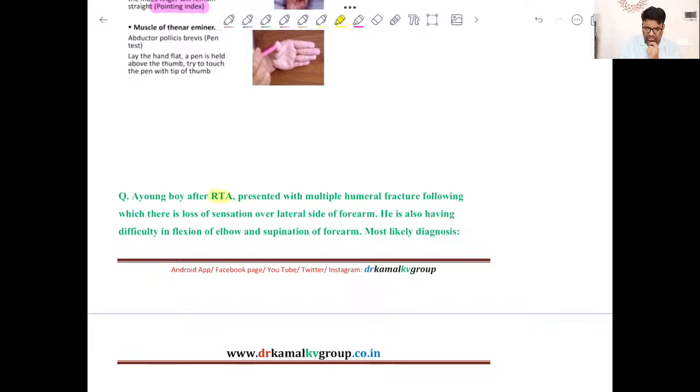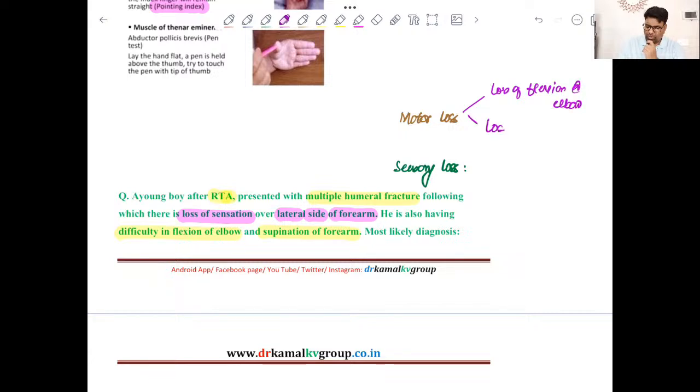A patient has a road traffic accident, and following that he has multiple humeral fractures, and then he developed loss of sensation over the lateral aspect of the forearm, and he is also having difficulty in flexion of the elbow and supination. Now, which nerve is paralyzed here? This is a very good question and not so commonly repeated. One thing you can see here is there are two components: motor loss, and the second component is sensory loss, right? So what we can see in motor loss is loss of flexion at the elbow and loss of supination.